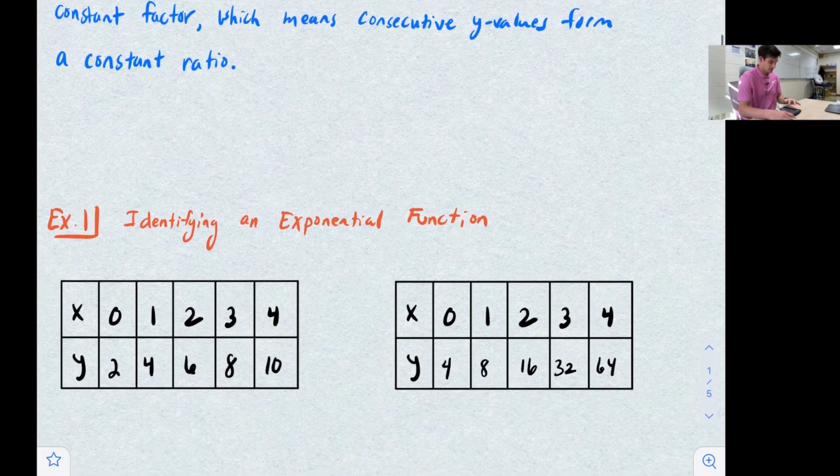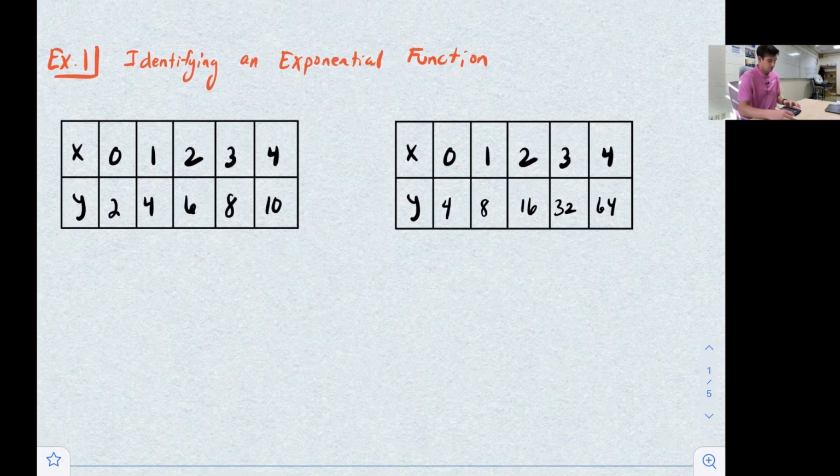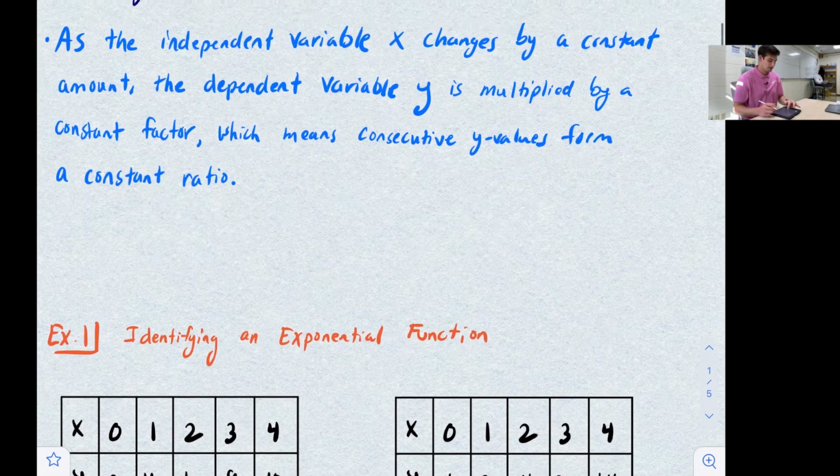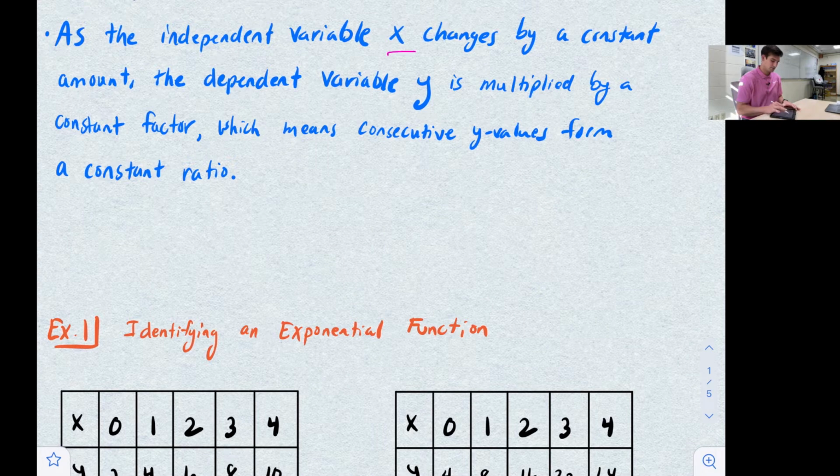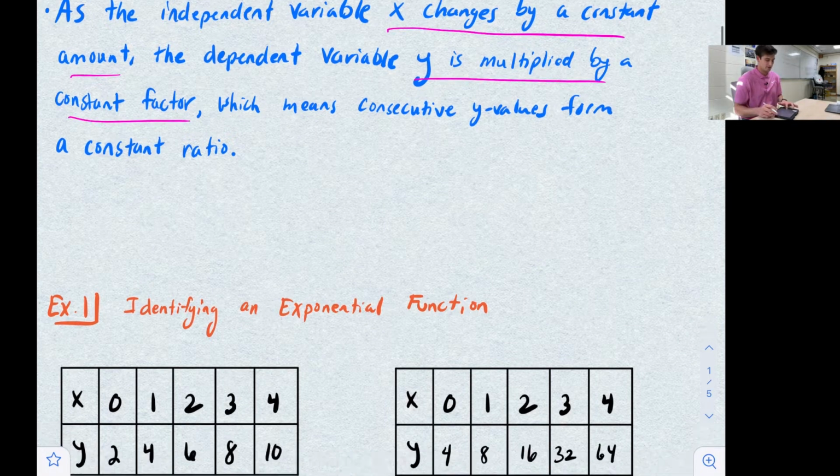So let's take a look at some examples here. First thing we're going to do is just identify an exponential function. So we've talked about linear functions in algebra. And so when we looked at linear functions, we found the slope, and if the slope was constant, then we said it was linear. Okay, so now when the slope was constant, that means our x values changed at a constant amount and the y values changed at a constant amount. Well, for exponential, the x value is still changing by a constant amount, but now the y value is being multiplied by a constant factor. So that's what we're looking for.